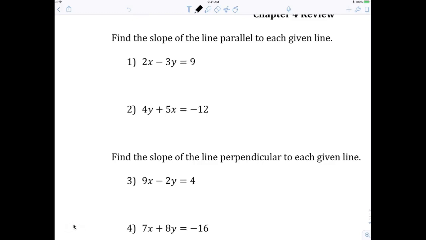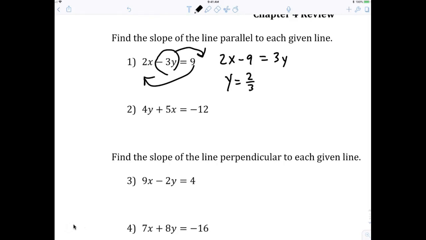So for question number 1, we got to put it in the form y equals mx plus b. Now for you guys, I'm hoping you can see I'm moving this over here. I'm moving the 9 over here. So I'll have 2x minus 9 equals 3y. And then I will be dividing by 3. So y is equal to 2/3 x minus 3. So the slope of the line that's parallel would just be what? 2/3, right?